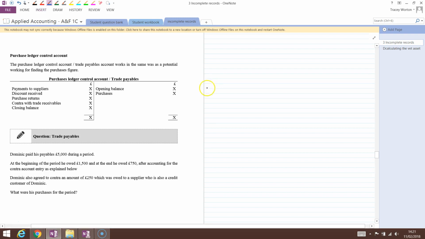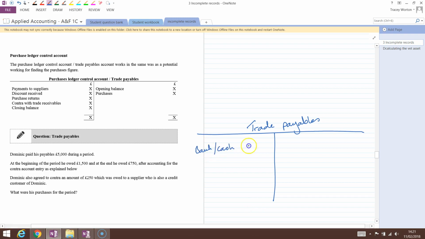So again, drawing up a T account for the trade payables. We know that he paid his payables £5,000. So either coming out of the bank account or out of cash, he paid £5,000. That would be a credit to the bank or the cash account to reduce it, and a debit to the trade payables to reduce your liability.